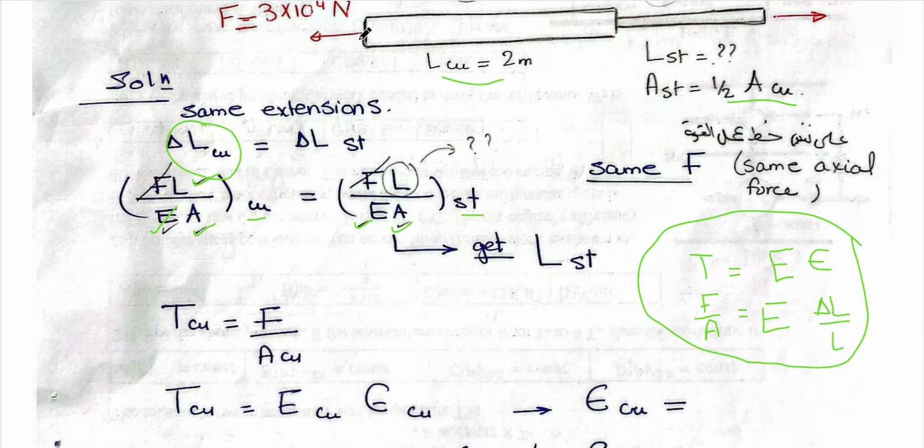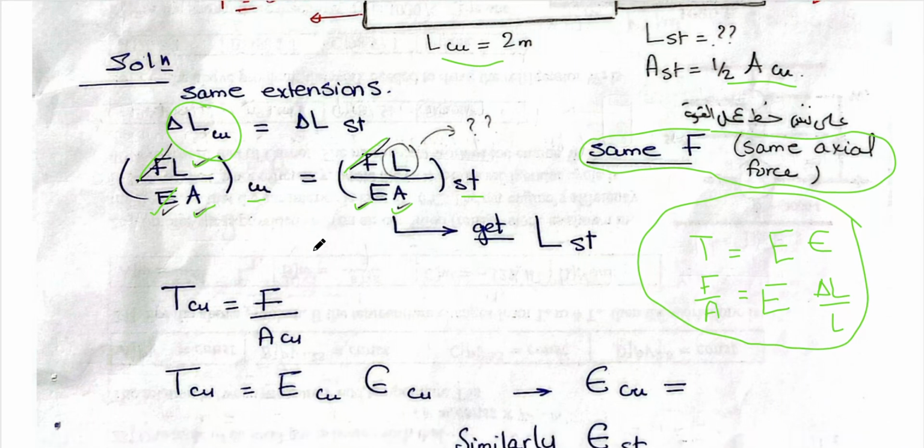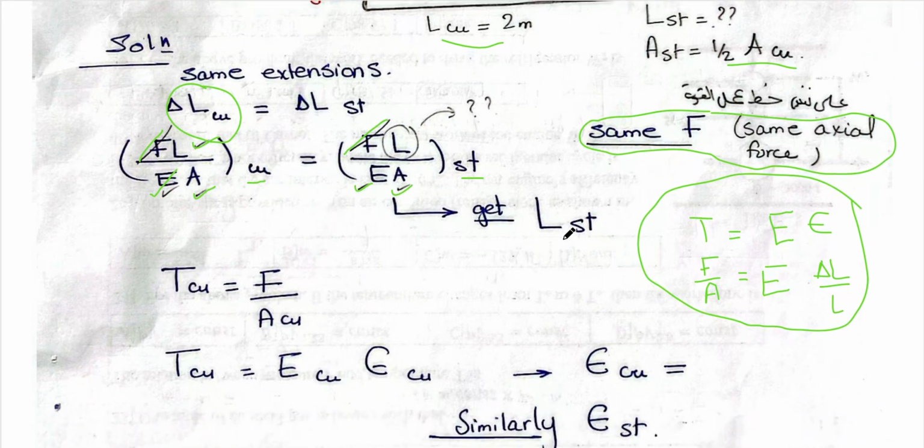And for the copper and steel rods, it is the same axial force. Note that we have the same axial force applied on both rods because they are connected on the same axis. That's why we can get rid of F on both sides. The only unknown in this equation is the length of the steel rod. You can substitute with the givens and calculate the length of the steel rod.